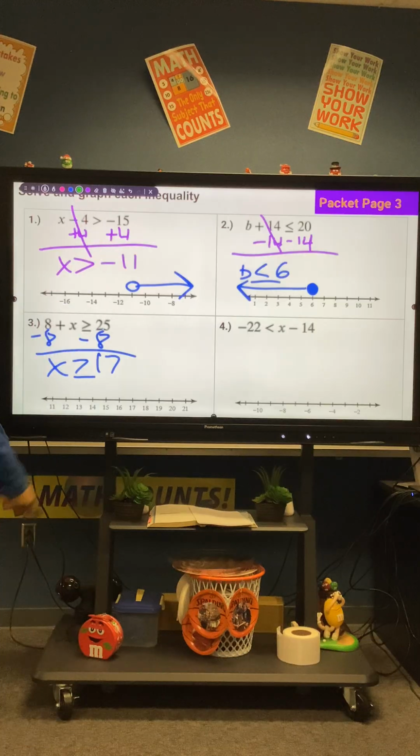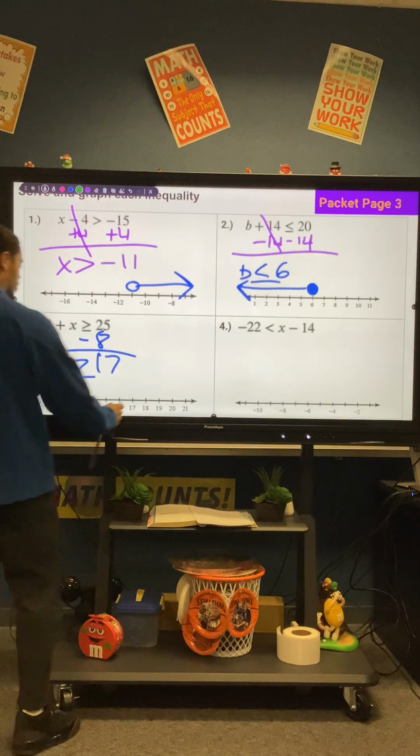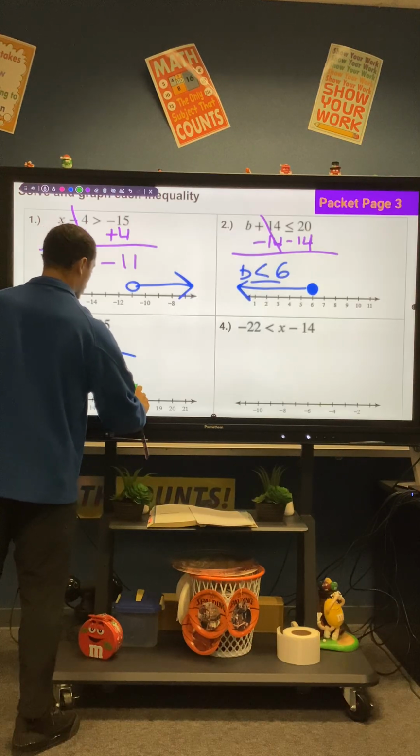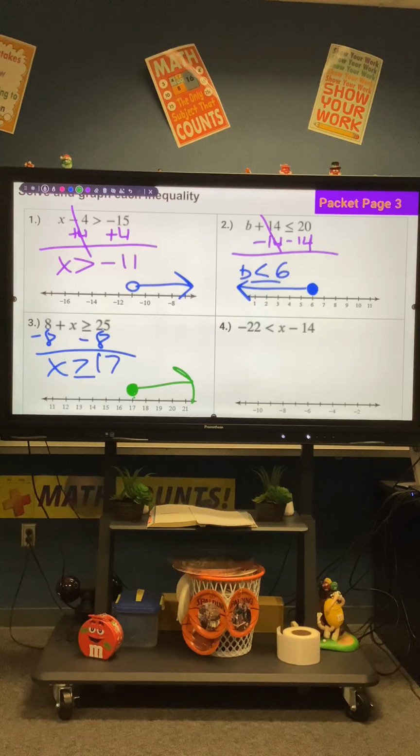I like that. So here on my number line, we go to 17. Since it's a greater than or equal to, I'm going to fill in my circle. And greater than means I move to my right. That's how it's graphed.